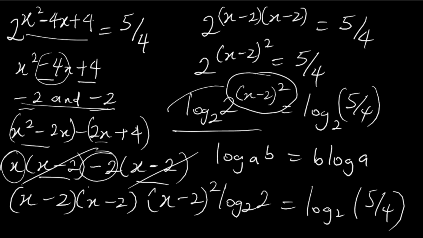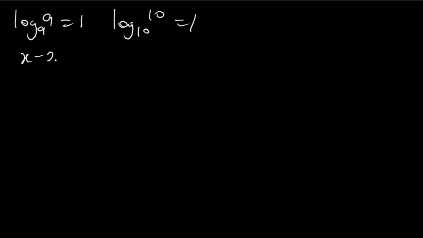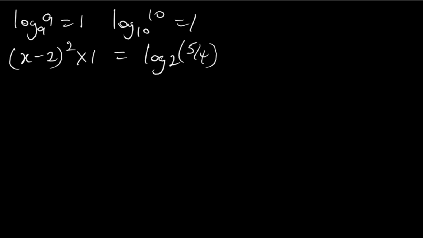Now, looking at this, you can see that we have log 2 base 2 here. What's the rule of logarithm here? This is actually going to give us 1, because the rule of logarithm states that if we have log a base a, definitely this will be 1. If it is log 10 base 10, it will also be 1. So if they have the same base and the same log, it will always be equal to 1. That is, this will be x minus 2 all squared multiplied by 1, being equal to log 5 over 4 base 2.